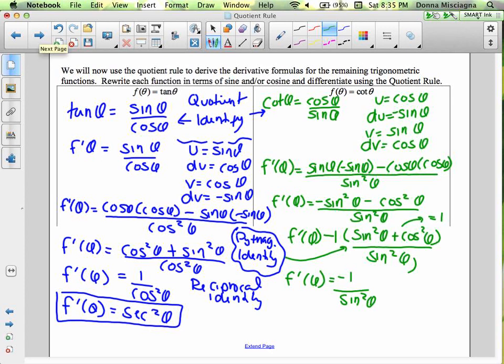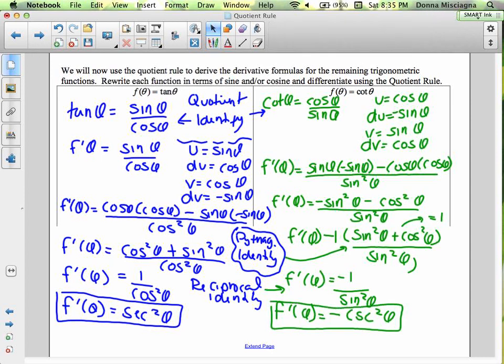Now, we're going to use a reciprocal identity again. So now, what is sine theta the reciprocal of? Well, that would be cosecant. So the derivative for cotangent is going to be negative cosecant squared theta. Ta-da! And box that. And we have 2 done. We got 2 more to go.